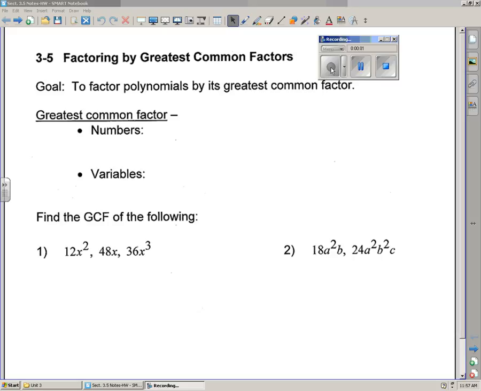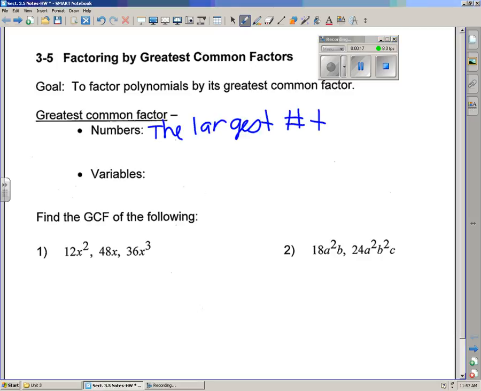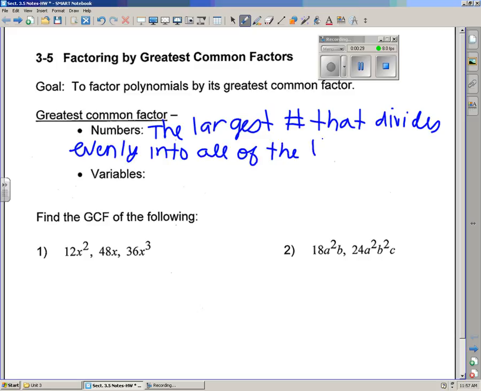So this lesson is going to be factoring by greatest common factors, which we happen to also sometimes call GCF. In order to find the GCF of numbers, what you're looking for is the largest number that divides evenly into all of the numbers.